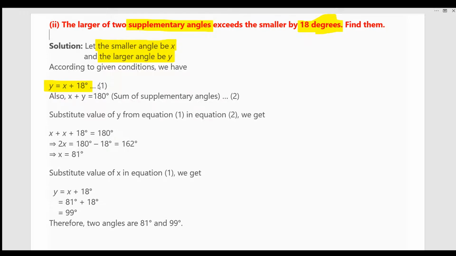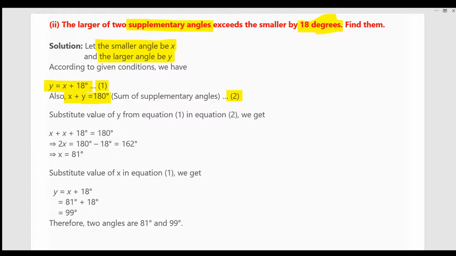As y is larger than x, we can write y is equal to x plus 18 degrees. So this is my first linear equation in two variables. Also, they both are supplementary angles. So x plus y is equal to 180 degrees. This is my second linear equation. Now we will solve these two linear equations and we will get the values of x and y.